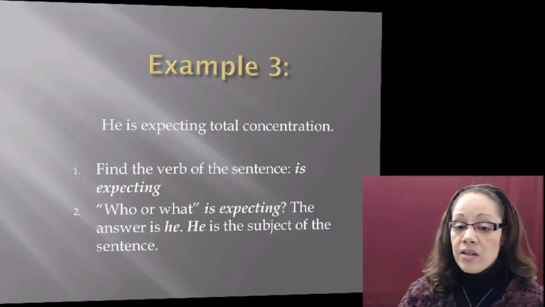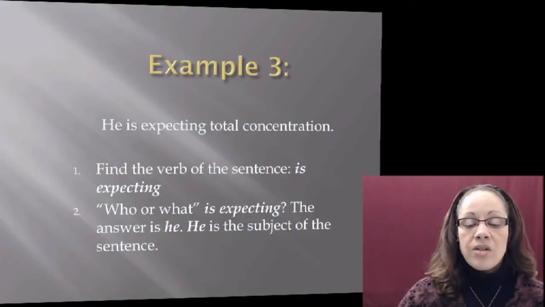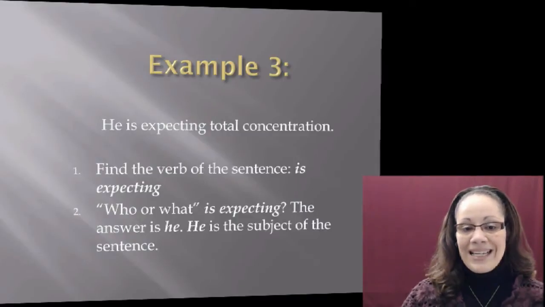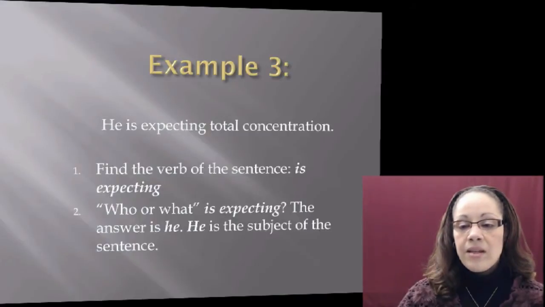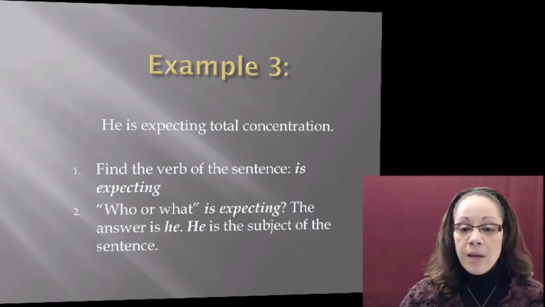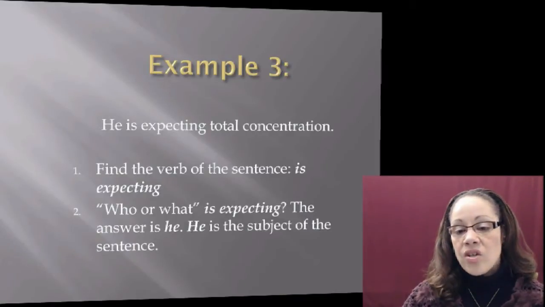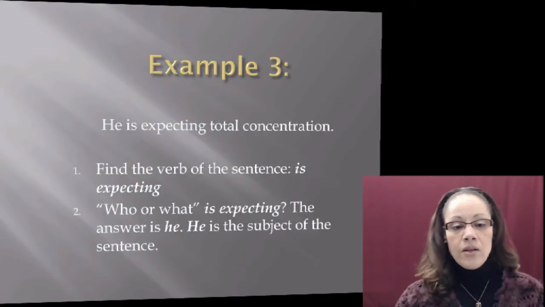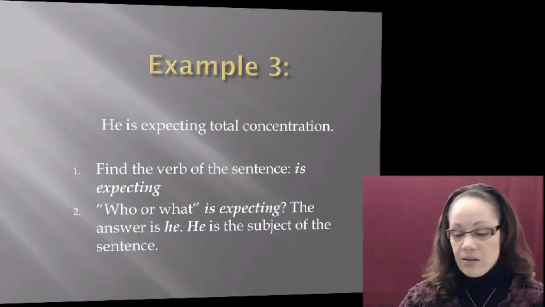Our third sentence, as our example of finding subjects and verbs of sentences: he is expecting total concentration. Find the verb. Is expecting. Is is our helping verb. Expecting is our main verb. Both words are the verb of the sentence. So to find our subject, we have to ask the question, who or what is expecting? The answer is he. So he is the subject of the sentence.